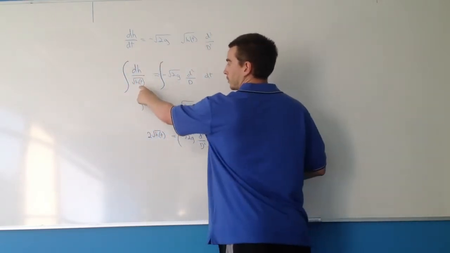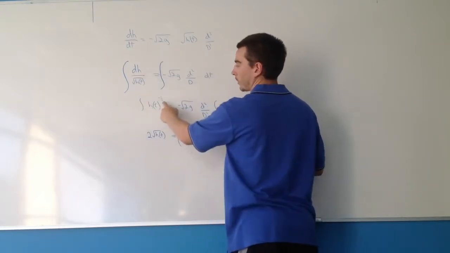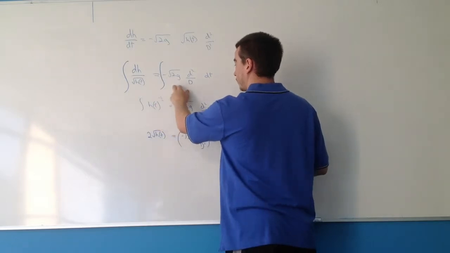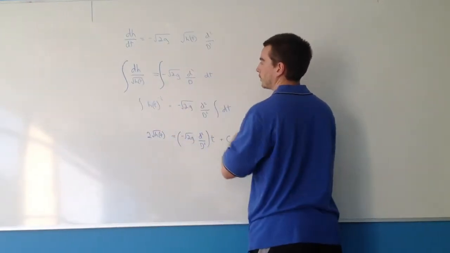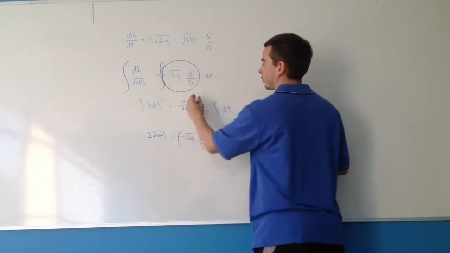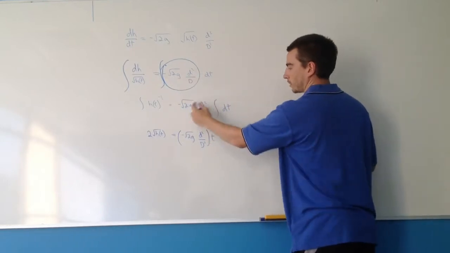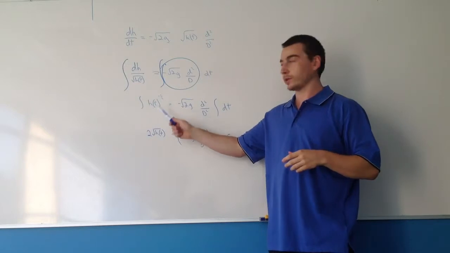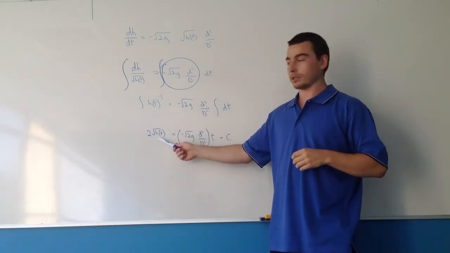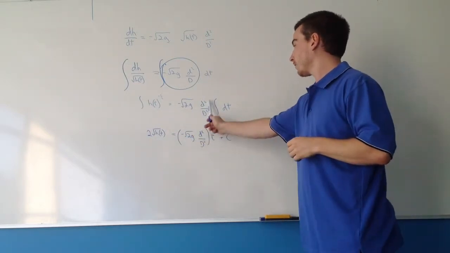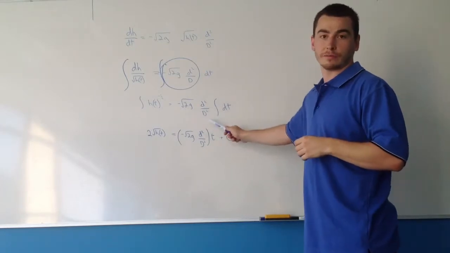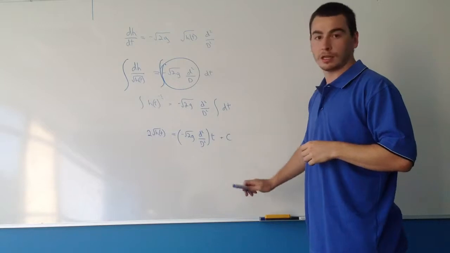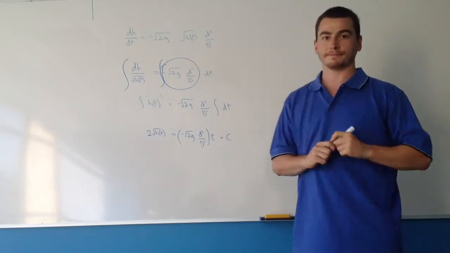We rearrange this section here to put our h to the minus a half, and these are the constants here. So we just take them up front of the integral, producing this section here. From the h to the minus a half, we get 2 root h. Then from these constants, just simply multiply by the integral of dt, which is just t, plus the constant c.